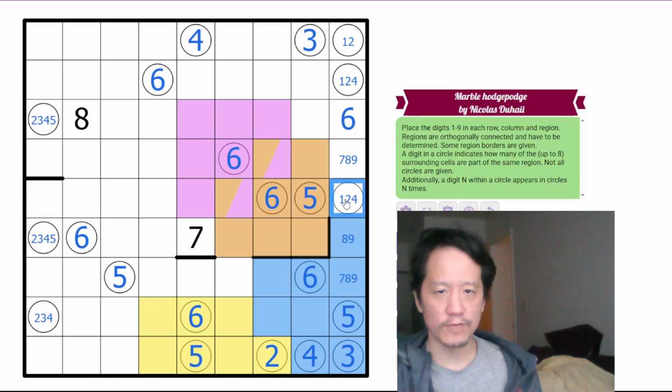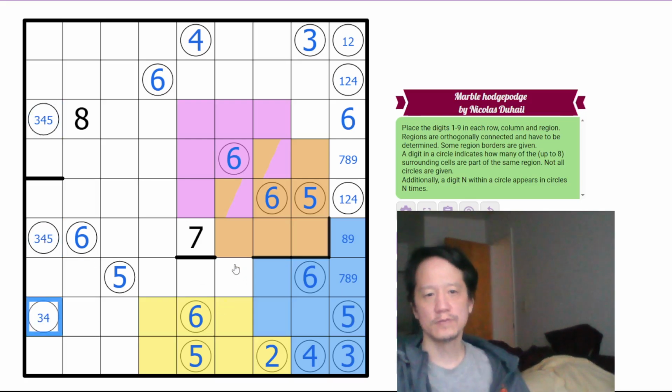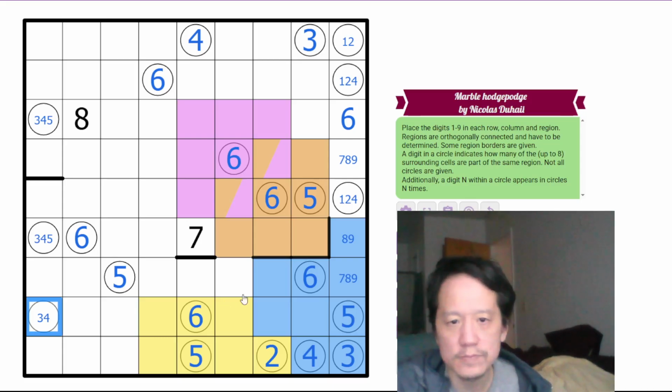We have 3 4s, so one of these 3 is a 4. We have 2 3s, so one of these 3s is a 3. So this cannot be 2, this can't be 2, and this can't be 2. So this is a boundary. This is 1, 2, 3, 4, 5, 6, 7, 8, 9. So this is a boundary.